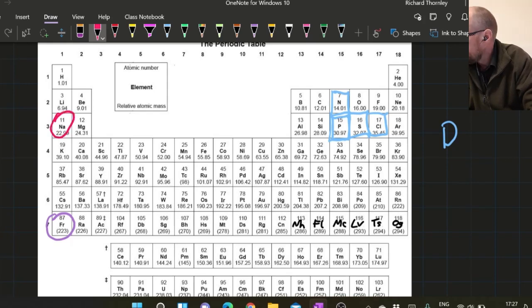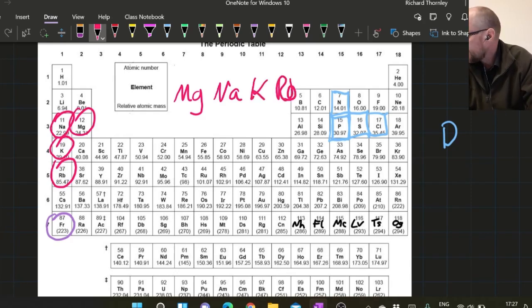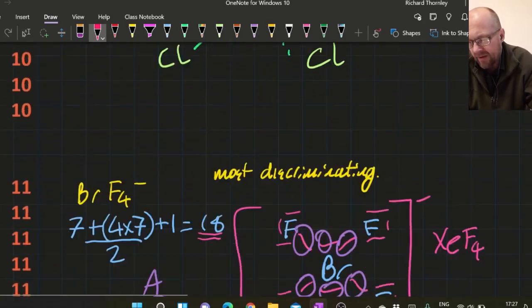sodium, magnesium, rubidium, and potassium. Okay, so the strongest is going to be magnesium. That's the furthest away. And then we're going to have sodium, potassium, rubidium. So that's going to be D, 12D. Yep, 12D, just a regular pattern in the periodic table.